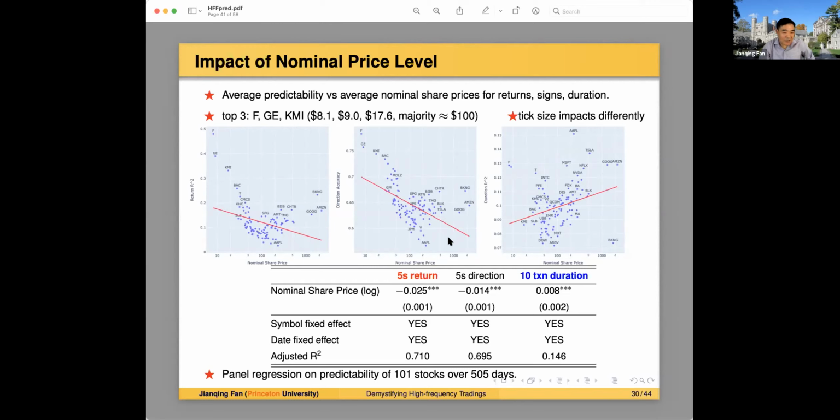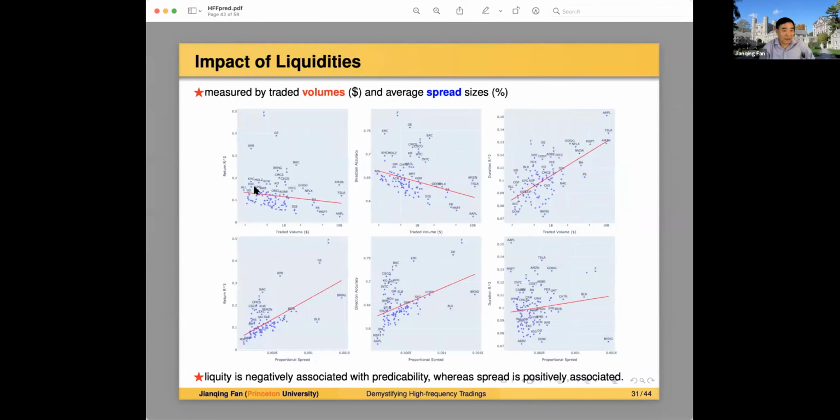In order to check the effect, we also do panel regression. Let me take the 5-second return as an example. Of course, you can apply it to 5-second duration, or 10-transaction duration, and so on. This is the nominal price, after adjusting for the individual stock effect and date effect. The out-of-sample R squared is 0.71. After adjusting for all those, the nominal price clearly has a negative impact on predictability, as we see here.